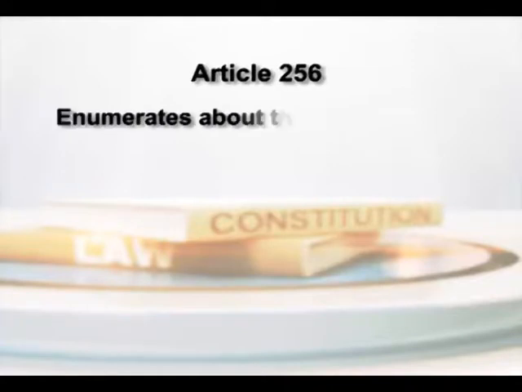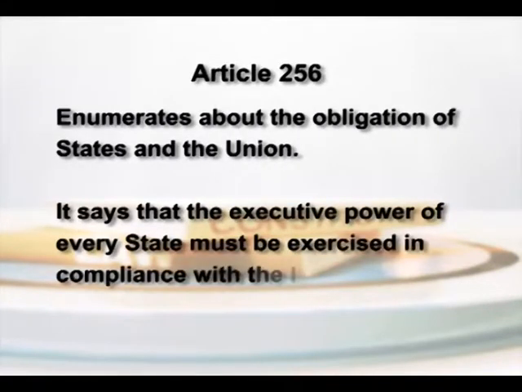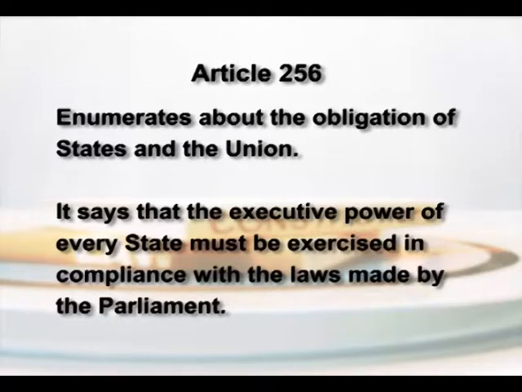But if we look at Article 256, what does it say? It enumerates the obligation of states and the union, that is, it says that the executive power of every state must be exercised in compliance with the laws made by the parliament. That is, whenever the state executive takes any decision, it must be in compliance with the laws made by the parliament.